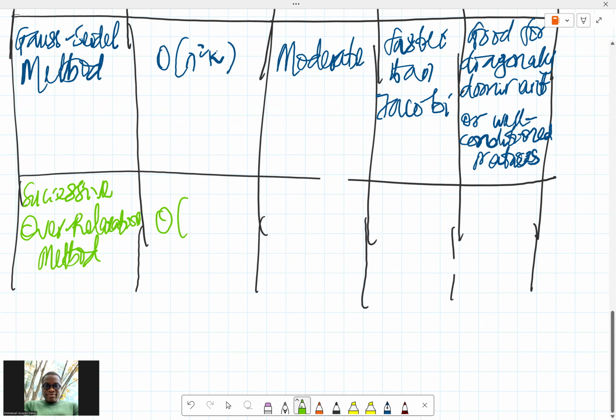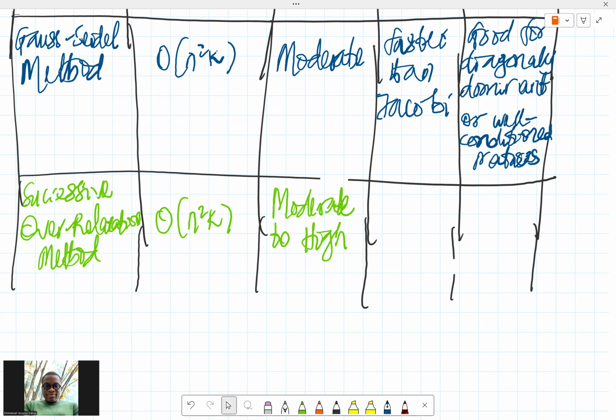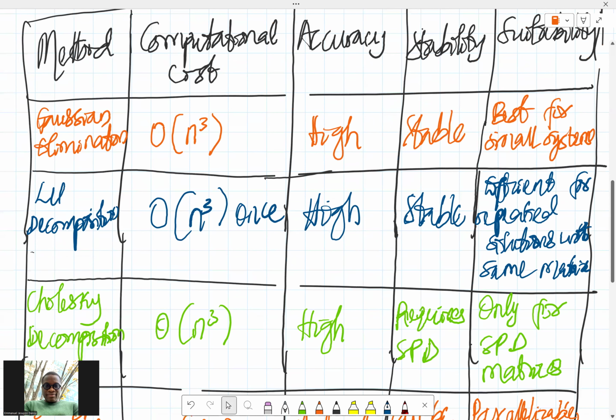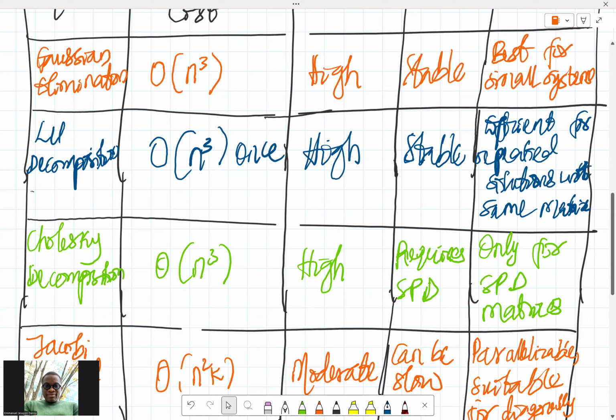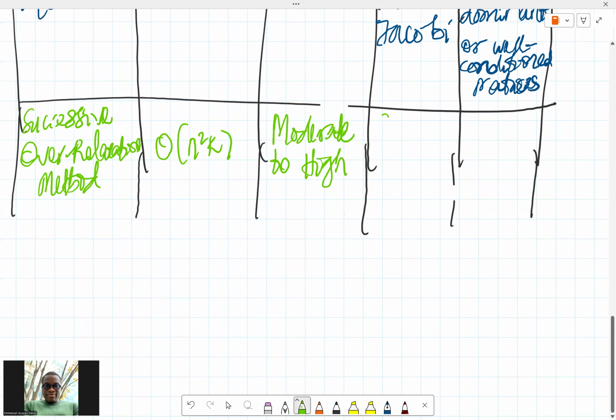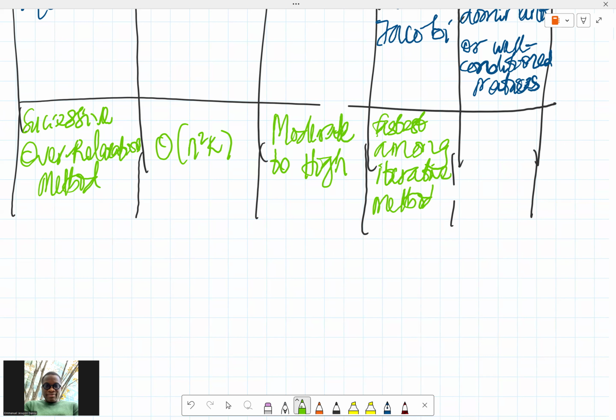So O(n squared k), that's the time complexity. The accuracy is moderate to high. And then the stability: it's the fastest among iterative methods, but you have to get the omega right.